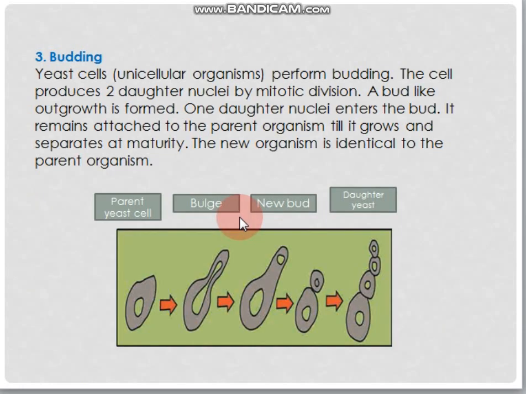Then we have budding here, which we have seen in yeast cells. Budding takes place in yeast cells. Okay, and the yeast cell produces 2 daughter nuclei by mitotic division, and this division continues, and the daughter is still attached to the parent till it completely matures, and then it breaks off.